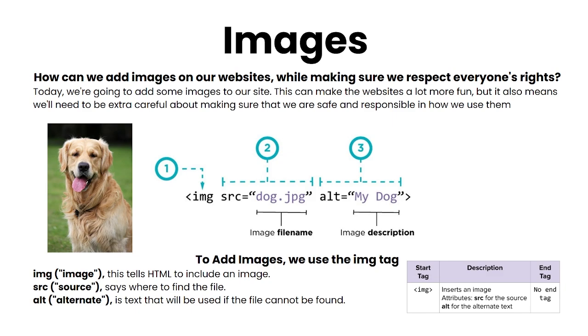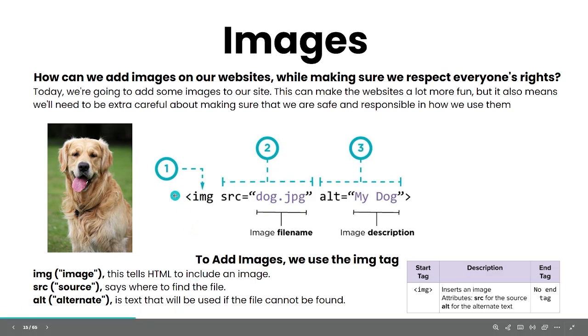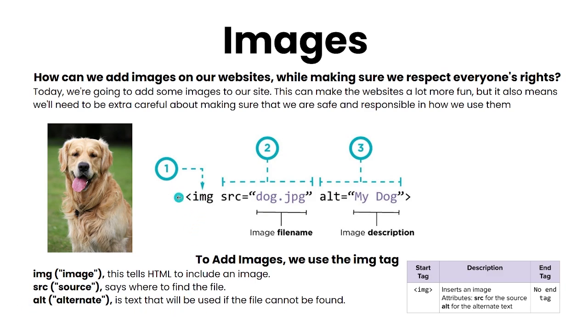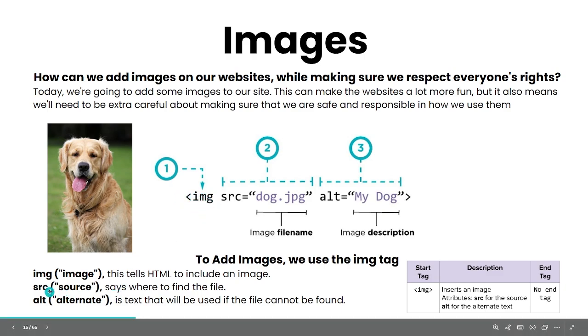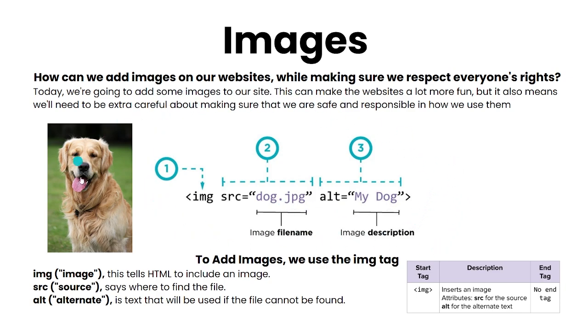All right, and so before I show you that website, I want to show you the image tag. The image tag starts with IMG, and then you have this SRC, which stands for the source, where the image file will be, and then you'll have this alternate part over here, which is going to be some text that will be used if the file cannot be found. All right, and so this is how your image tag will look, just like that.